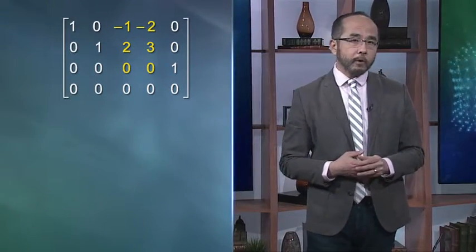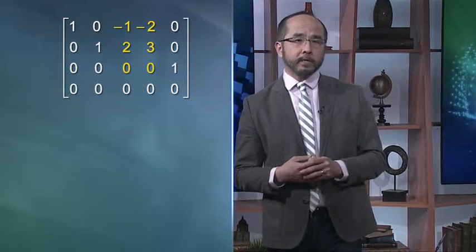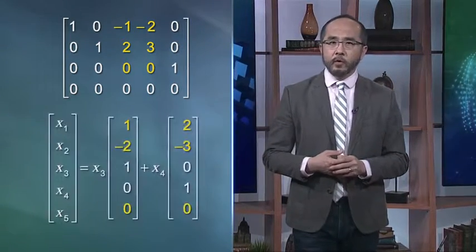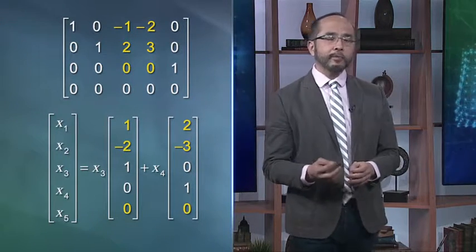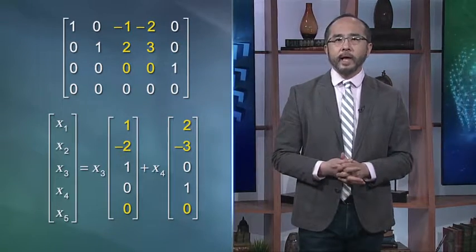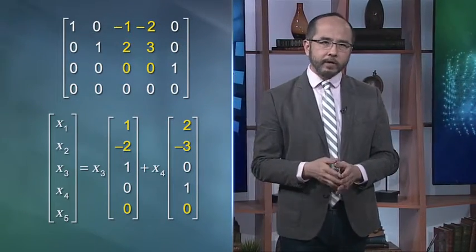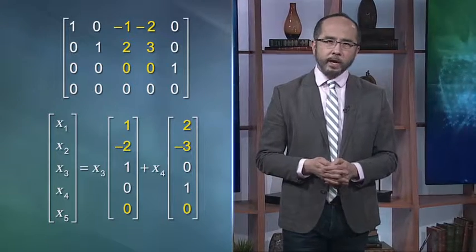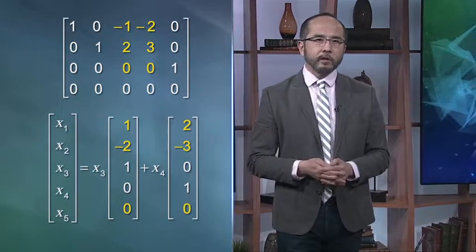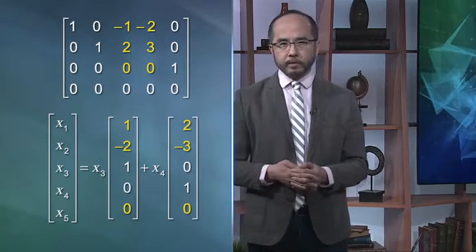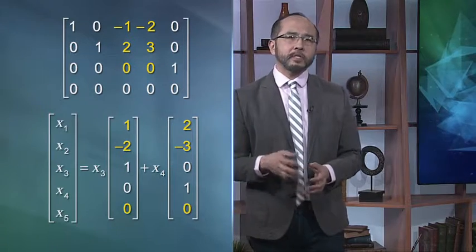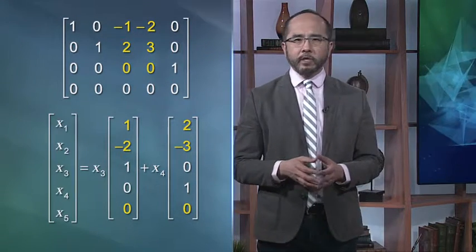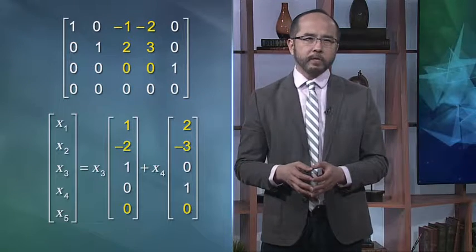In our running example, the free variables are x3 and x4, since they do not have leading ones in the corresponding columns. We then get x1, x2, x3, x4, x5 in terms of x3 and x4 as x3 times the vector (1, -2, 1, 0, 0), plus x4 times the vector (2, -3, 0, 1, 0). This shows the set of solutions is spanned by the two vectors (1, -2, 1, 0, 0) and (2, -3, 0, 1, 0).